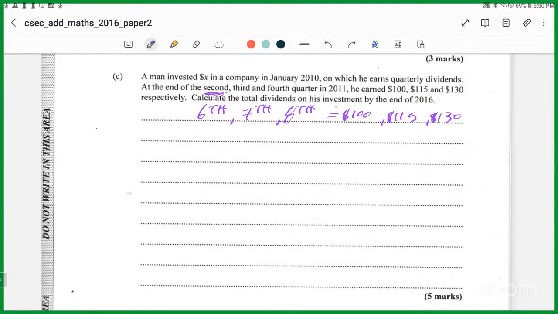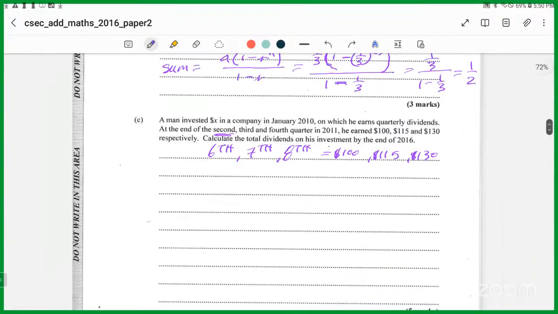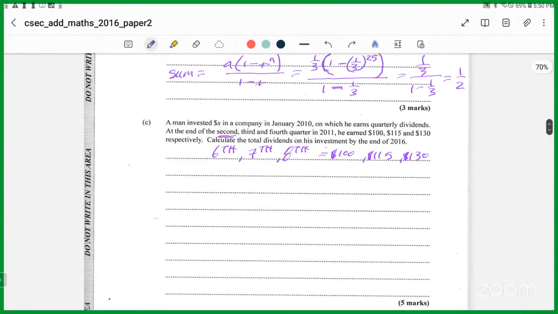I don't know what the first term is yet. But anyway, we need to calculate the total dividend on his investment at the end of 2016. So we need to know how many quarters there are up to 2016, and we're doing the sum to that number of terms. We have to include 2010, so 2010 to 2016 is 7 years.